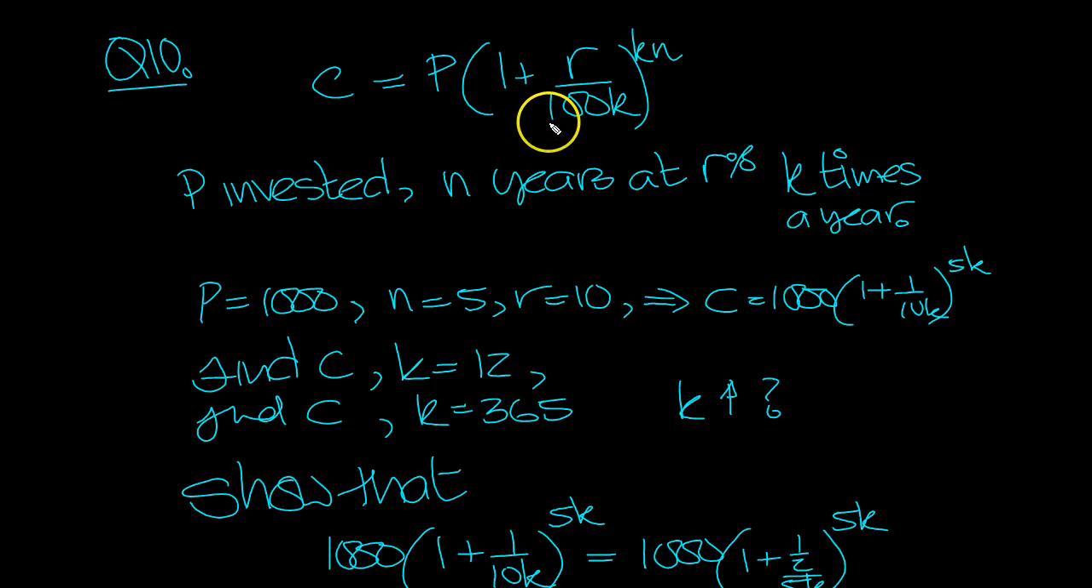C equals this formula here. P is invested, the initial investment. N is the number of years. R is the R% K times a year. Okay, R% interest at K times a year. That's the formula. So work out C. Show that C equals this when P is equal to this.